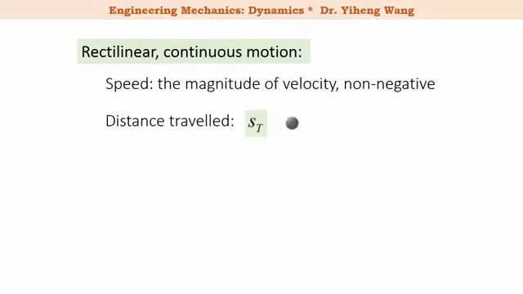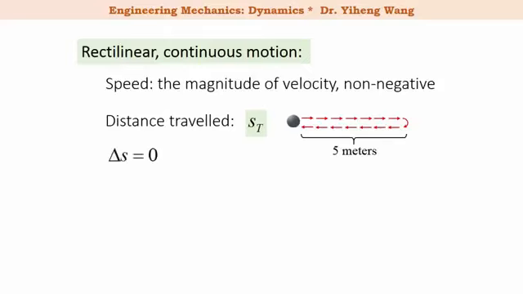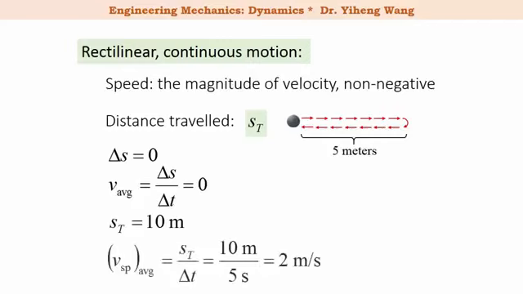For example, if this ball travels 5 meters to the right and returns to its original position all in 5 seconds, since there is no change in the position of the ball, its displacement is 0, therefore its average velocity is also 0. However, its distance traveled is a total of 10 meters, and therefore its average speed is 10 meters over 5 seconds, which is 2 meters per second.